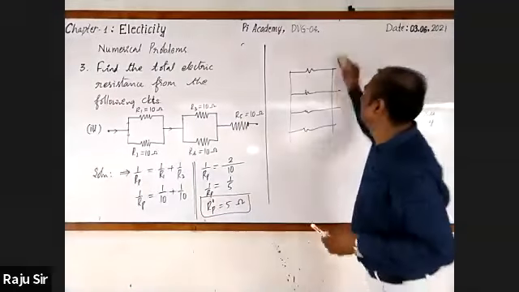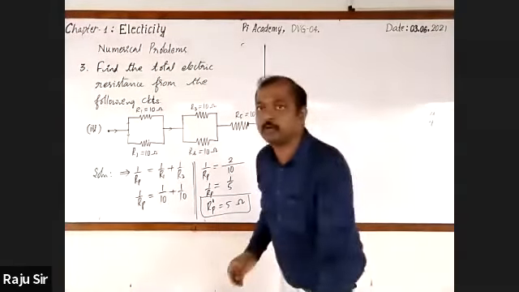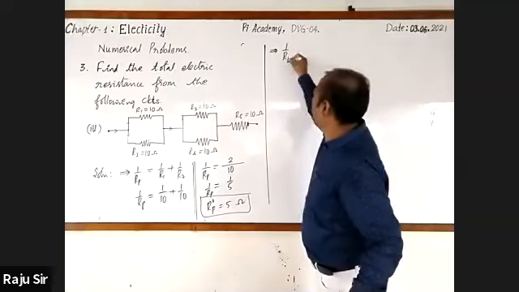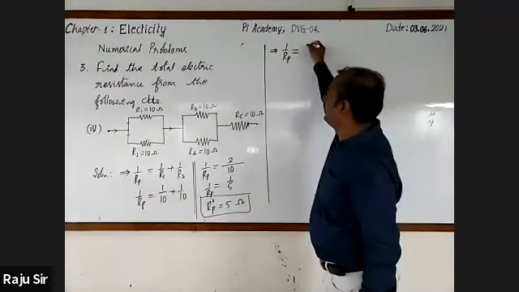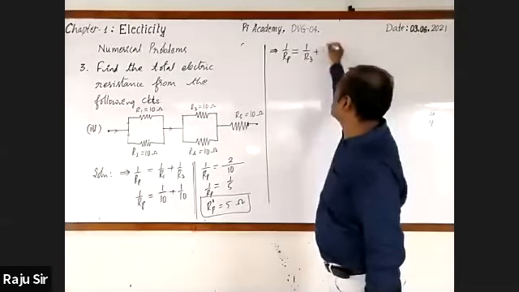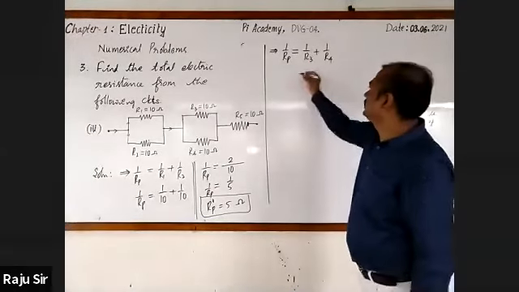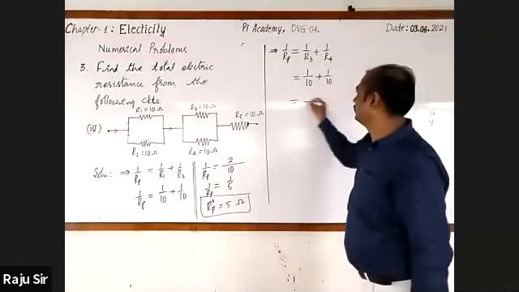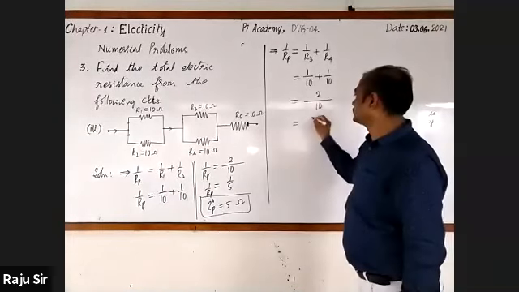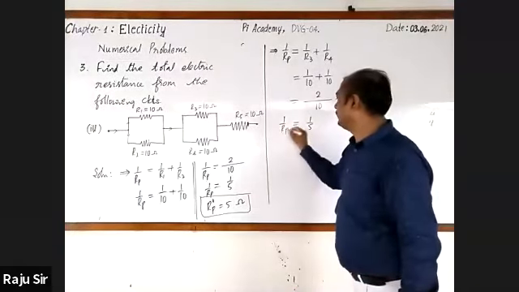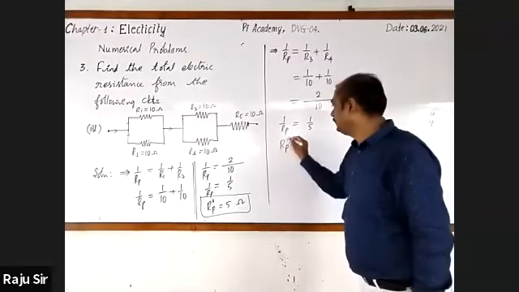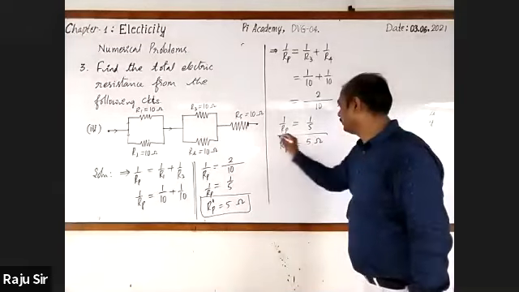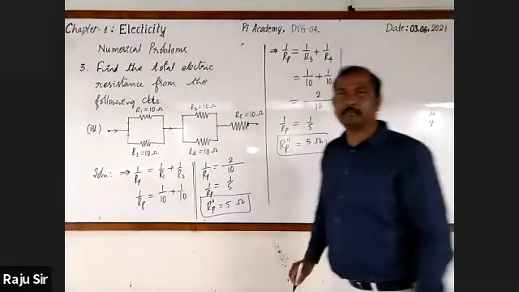Now, let's find out effective resistance of third and fourth. 1 by Rp is equal to 1 by R3 plus 1 by R4. This is equal to 1 by R3 is 10 ohm, R4 is also 10 ohm. LCM is 10. It is 2. It is 1 by 5. 1 by Rp is equal to 1 by 5. Rp double dash is 5 ohm. Hope you have got the same.